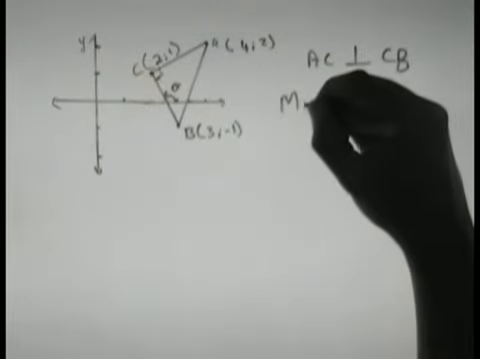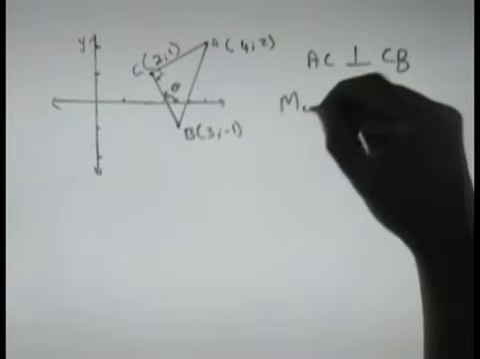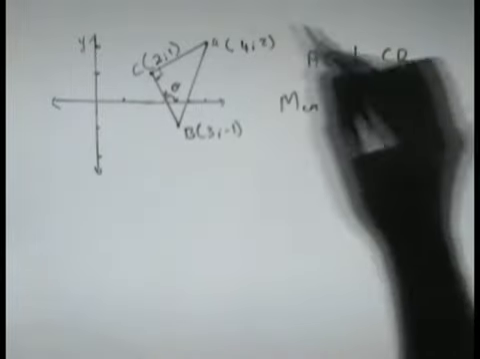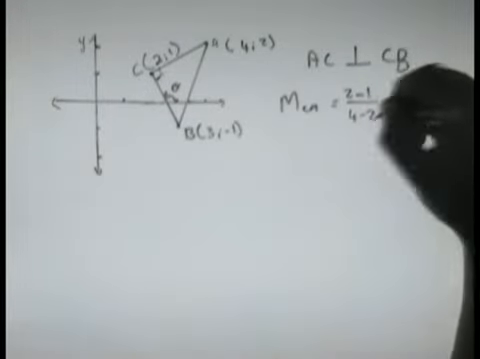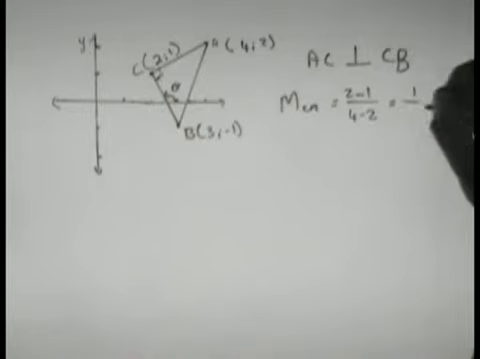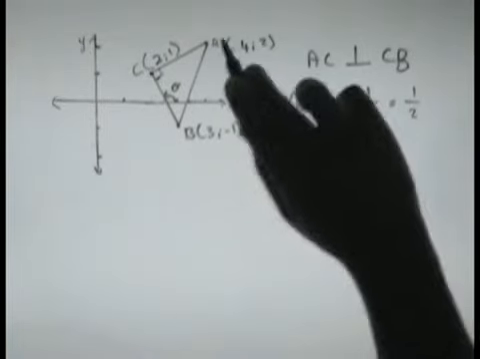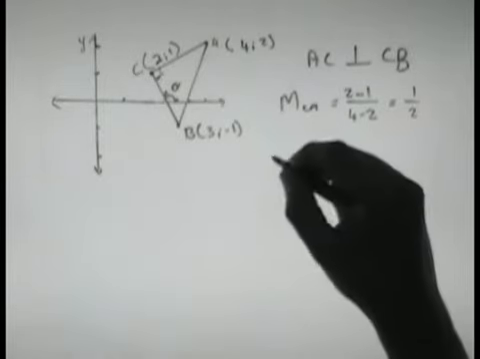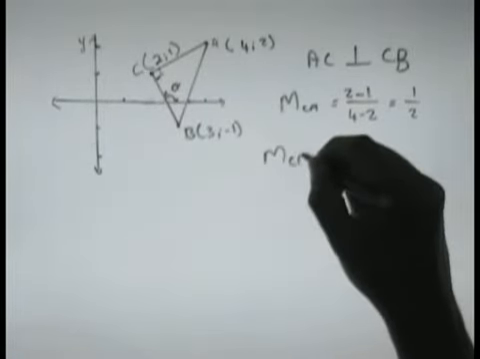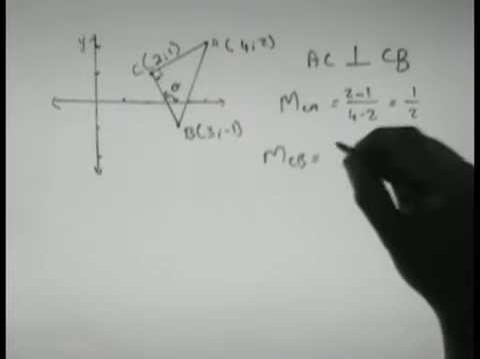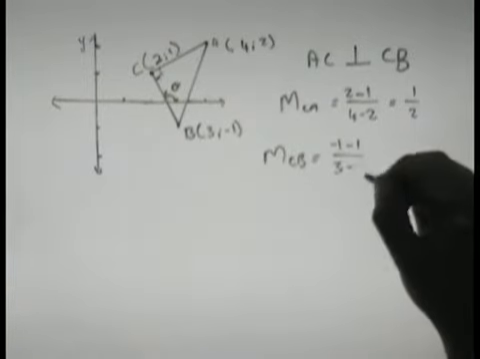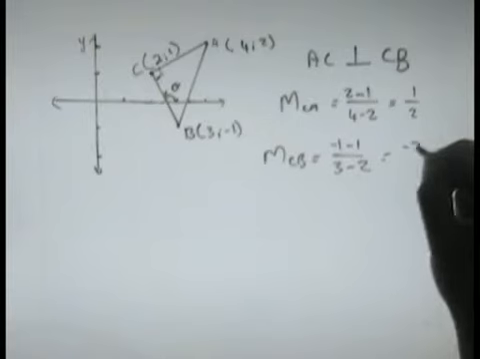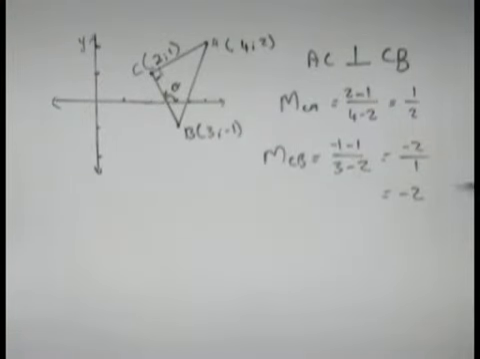Now let's look at the gradient of AC. The gradient of AC, or CA, is going to be given by y2 minus y1, which is 2 minus 1, over x2 minus x1, 4 minus 2, which is equal to 1 over 2, so our gradient there is positive a half. Our gradient of CB is equal to y2 minus y1, which is minus 1 minus 1, over x2 minus x1, which is given by 3 minus 2, which is equal to negative 2 over 1, or negative 2.